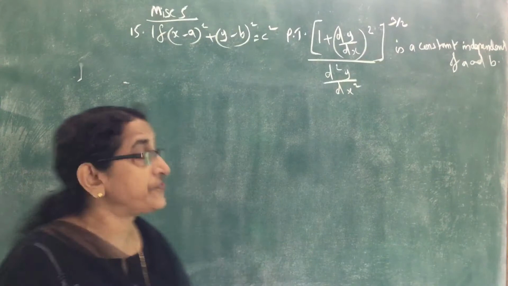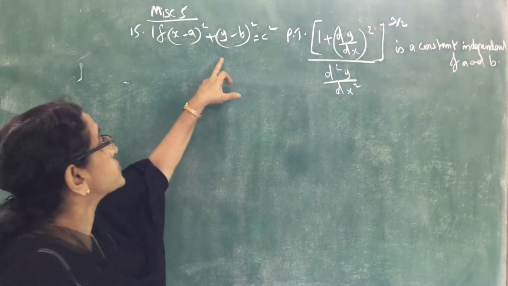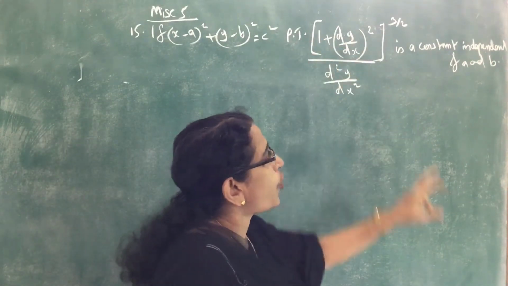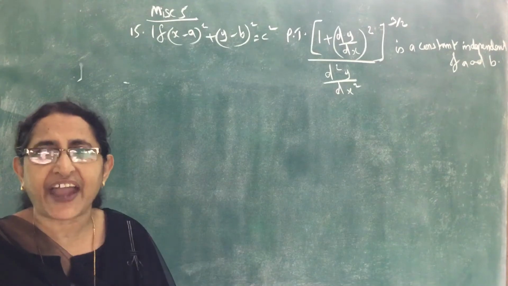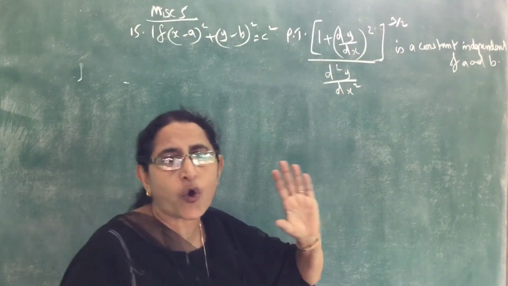Miscellaneous exercise 5, 15th one. If (x − a)² + (y − b)² = c², we have to prove that this expression is a constant independent of a and b. So we have to find out this expression and prove that it is only a constant.